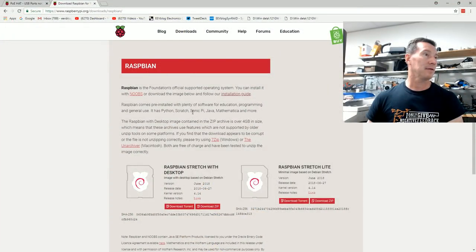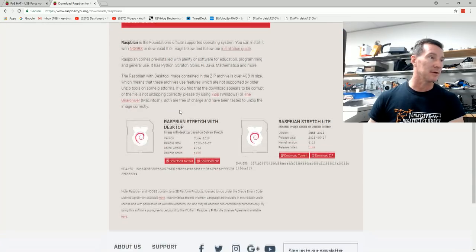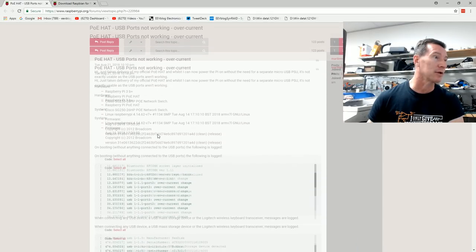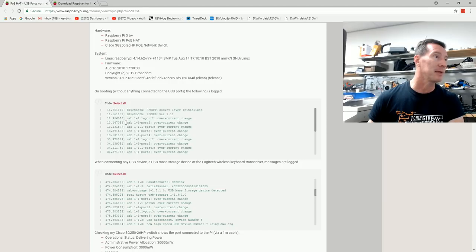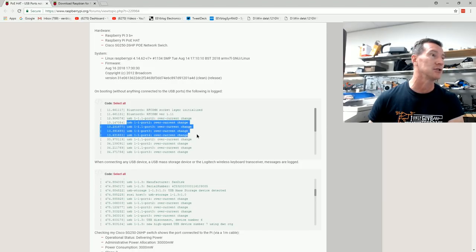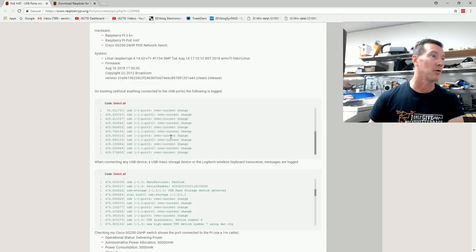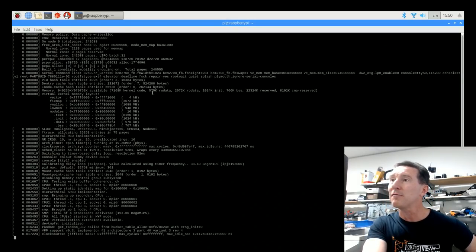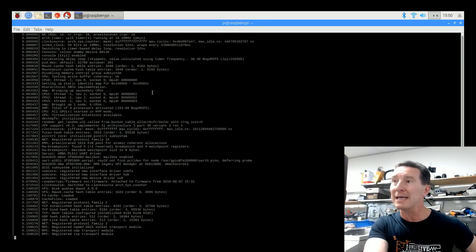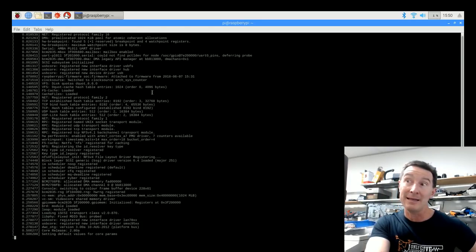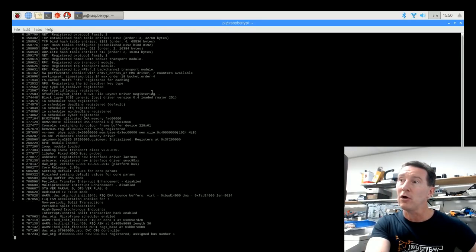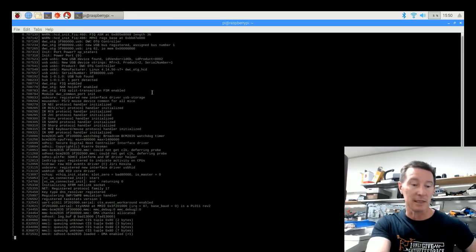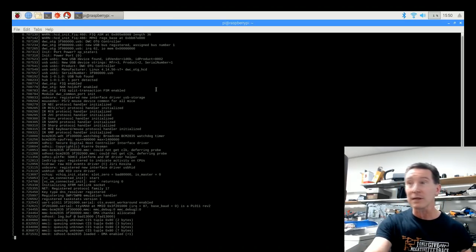Okay, I'm running the latest Raspbian Stretch. What we're looking for here is to see if we can pick up any of these boot messages, these USB overcurrent change messages on the various ports. So people are reporting this. There we go. Now we can have a look through here, and I've actually had a look through and I cannot find any of these USB overcurrent messages. Yes, I've got my mouse and my keyboard hooked up.